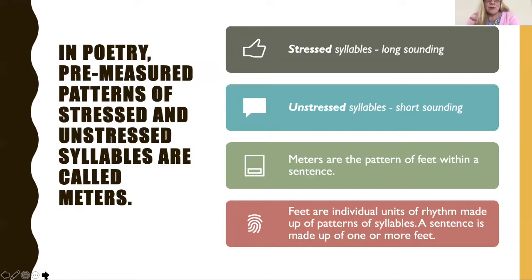In poetry, pre-measured patterns of stressed and unstressed syllables are called meters. So like in music, a meter would be the amount of notes and time that exists between each bar line. But in poetry or writing, it's about how many stressed and unstressed syllables are in each line. Meters are the pattern of feet within a sentence, and a foot is the combination of stressed and unstressed syllables. Feet are individual units of rhyme made up of patterns of syllables. And sentences and paragraphs, of course, have many, many feet.